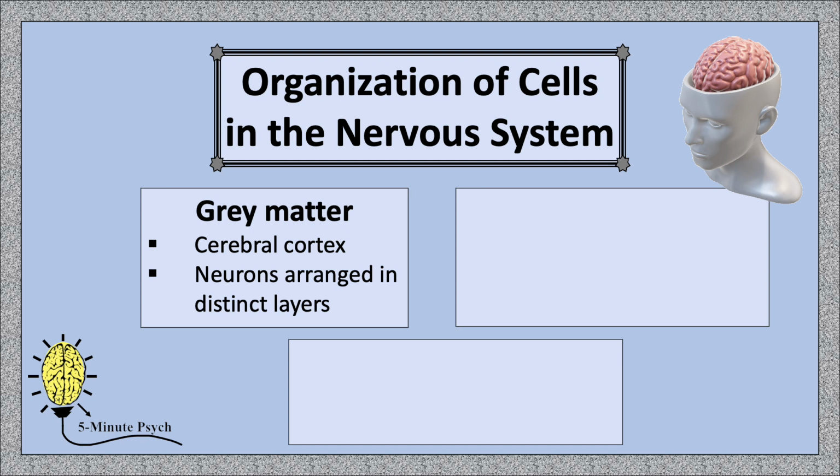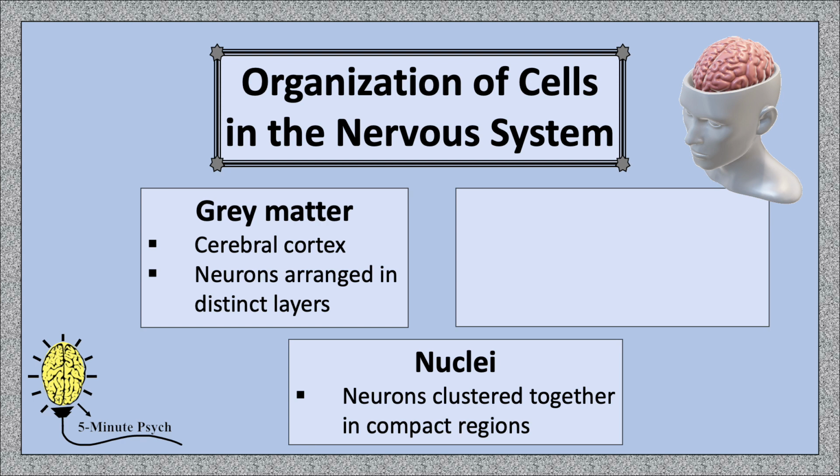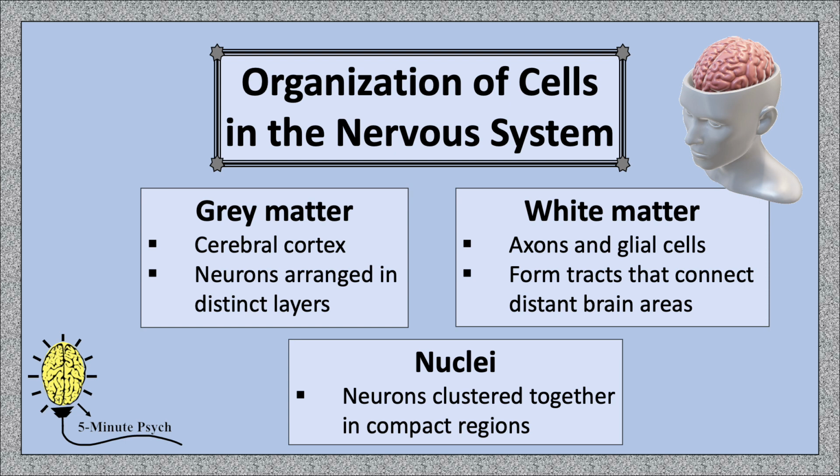More in the middle of the brain, there are regions where neurons are clustered together in very compact areas called nuclei. And finally, there are areas made up primarily of glial cells, and visually it looks white, so it's called white matter. And it consists of tracts that connect distant brain regions so they can communicate with each other.